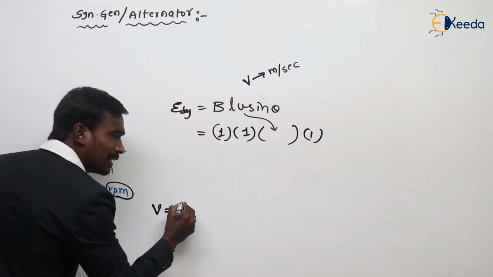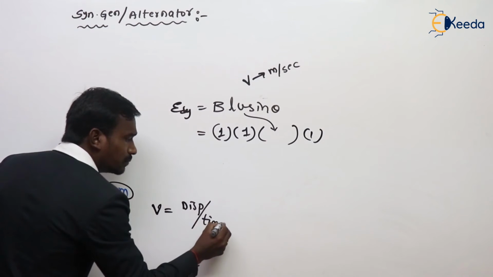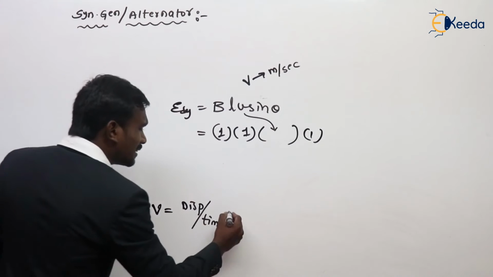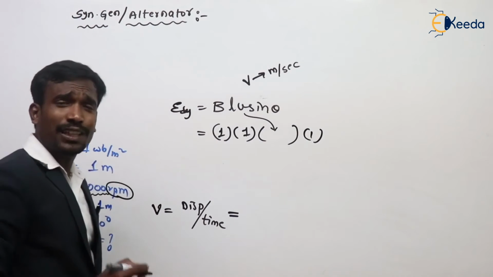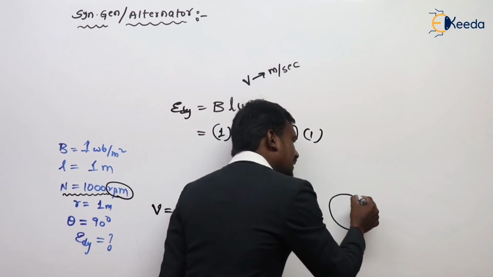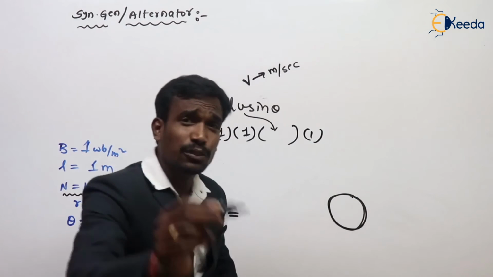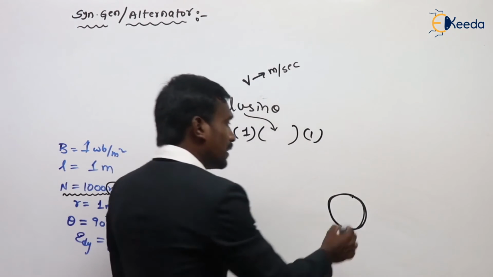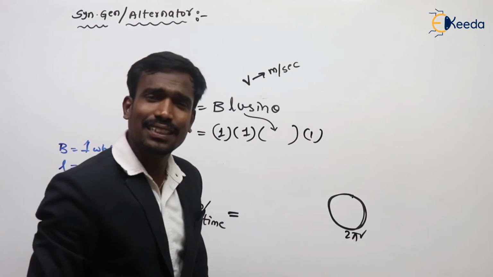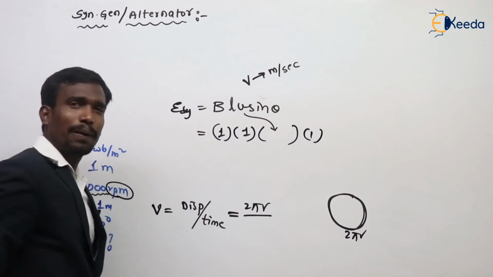Velocity is nothing but displacement by time, the rate of displacement. Yes or no? What is the displacement for one revolution? Here my rotor is rotating one revolution. What is the displacement for this one revolution? For this one revolution, the circumference is the displacement. The displacement for one revolution is 2 pi r.